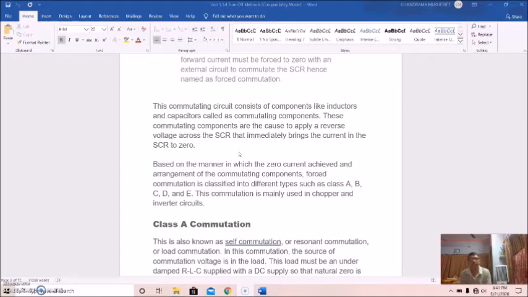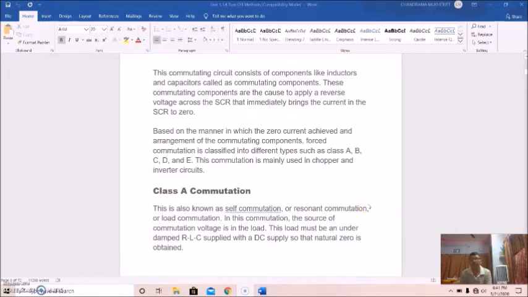Based on the manner in which the zero current is achieved and the arrangement of the commutating components, forced commutation is classified into different types such as class A, class B, class C, class D and E. This commutation is mainly used in chopper and inverter circuits.